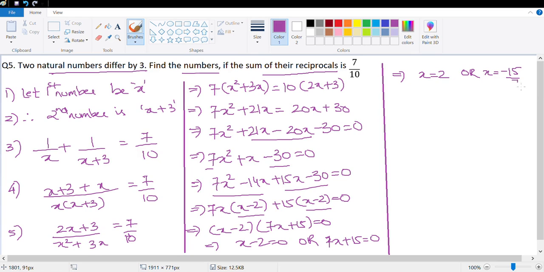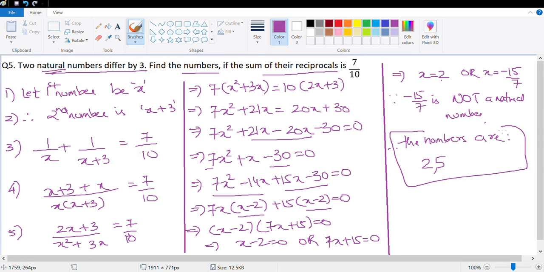Okay, which brings us to the last step, which means x is equal to 2 or x is equal to negative 15 by 7. Since we are talking about natural numbers and negative 15 by 7 is not a natural number, therefore the numbers are: first number is 2 and the second number is x plus 3, which is 5. So the numbers are 2 and 5. Anything else? No, they wanted us to find the numbers, which we've done.